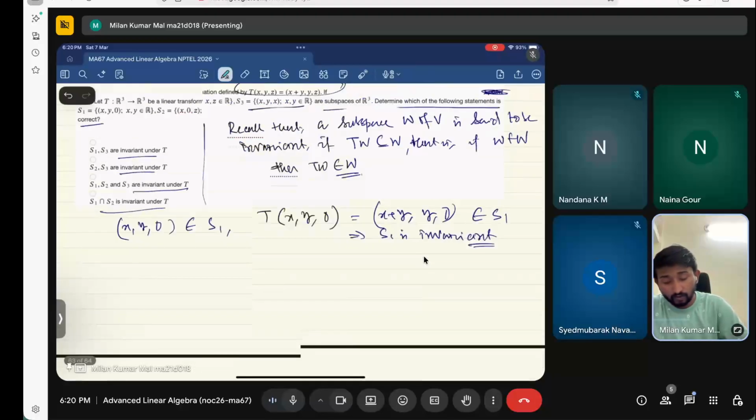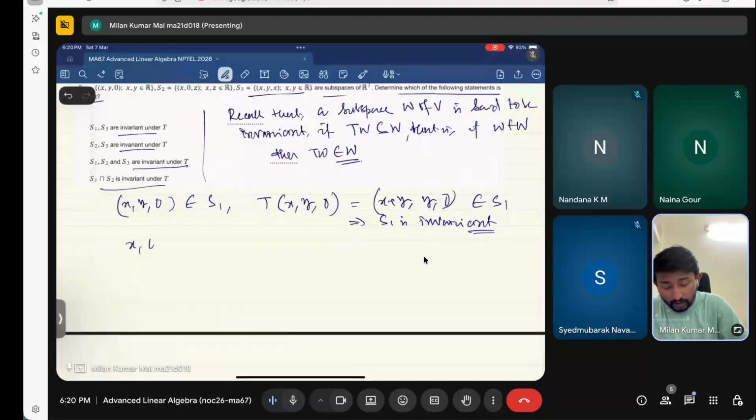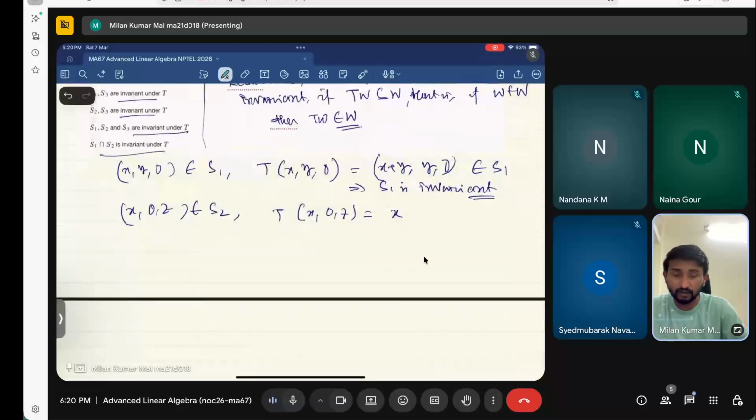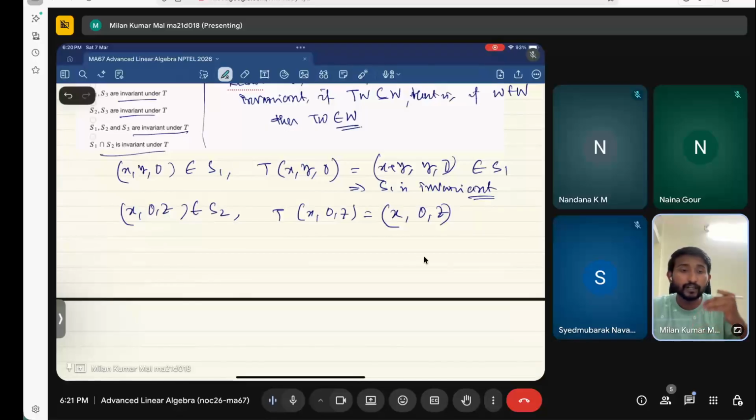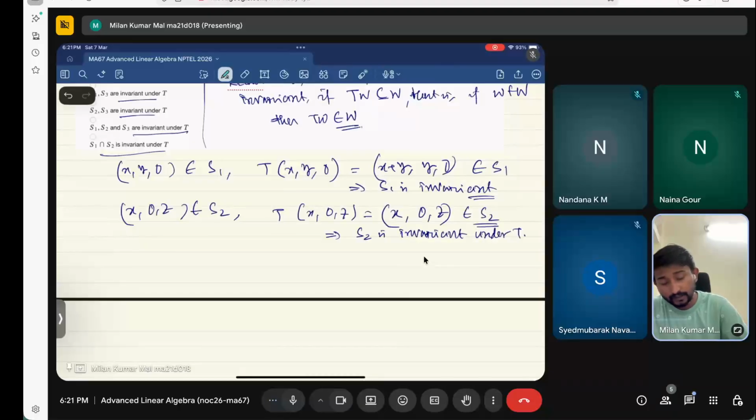Now S2. What is the element in S2? (x, 0, z) is in S2. This is the general element. And T(x, 0, z), what does it look like? This will be (x + 0, z), that is (x, 0, z), because T should map (x, y, z) to (x + y, z). So this is again in S2. That implies S2 is invariant under T.